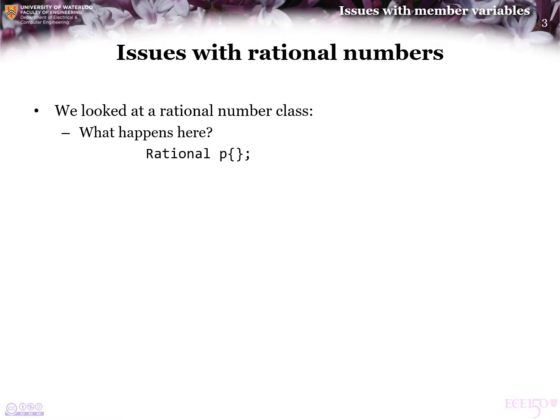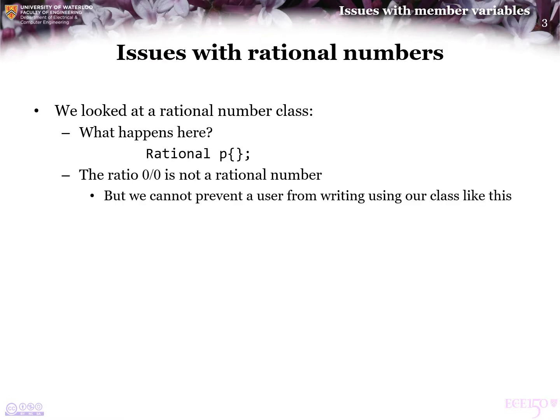Now, we've already introduced a rational number class, but what happens here? If we initialize the rational local variable p with the default values, we get the ratio 0 divided by 0, but this is not a valid rational number. However, there's nothing that we can do to prevent a user from using our class like this.